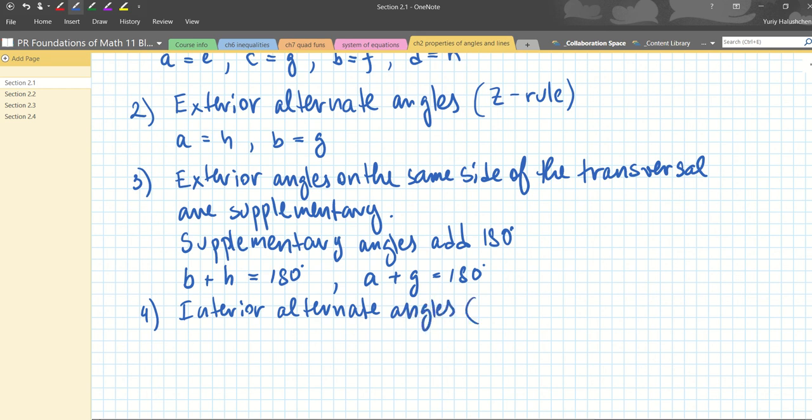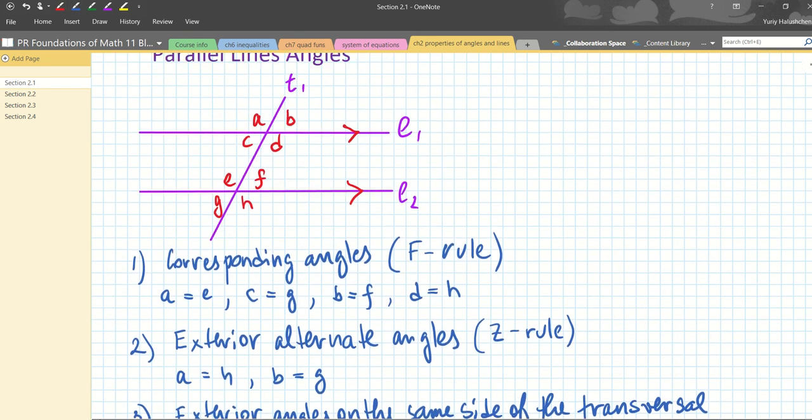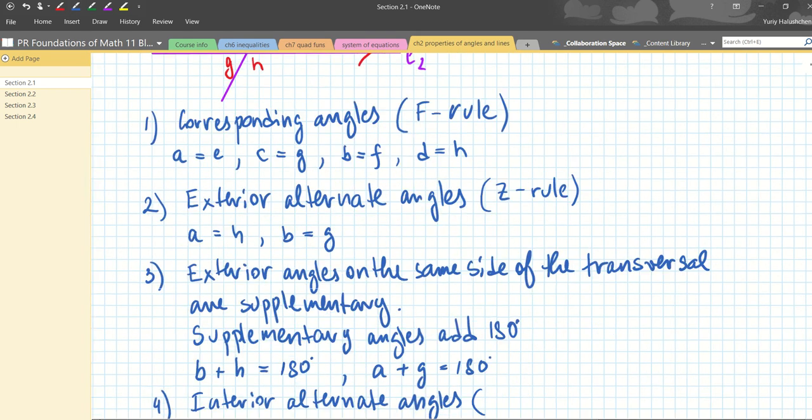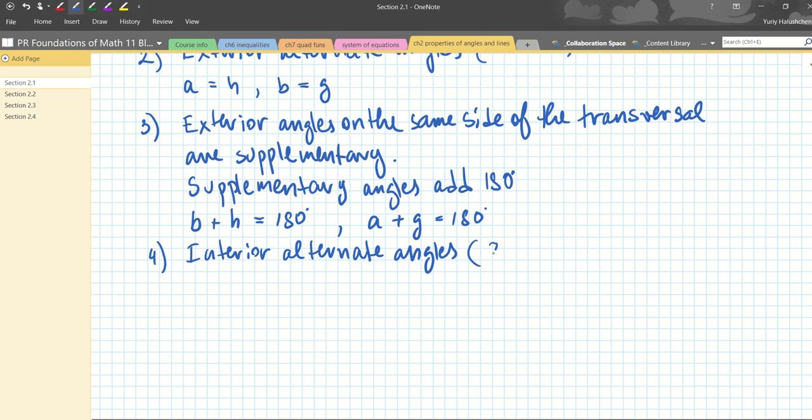And again, this means that they're going to be on the inside, but opposite from the left and right side of the T. So for example, interior C and F, these are interior alternate. E and D are also interior alternate angles. Now, these angles are going to be also the same. So again, C is going to equal F, E is going to equal D. And we also call this the Z rule, because again, the pattern kind of looks like a Z letter.